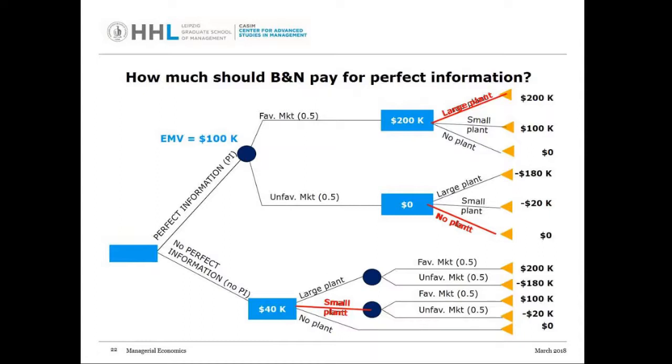So if they purchase perfect information, the expected monetary value will be this. If they don't purchase perfect information, it's 40K. The 40K is on the lower part, and the value of perfect information is the difference between 100 and 40. This gives us 60K. Any information that Barnes & Noble would be offered, they should not pay more than $60,000.